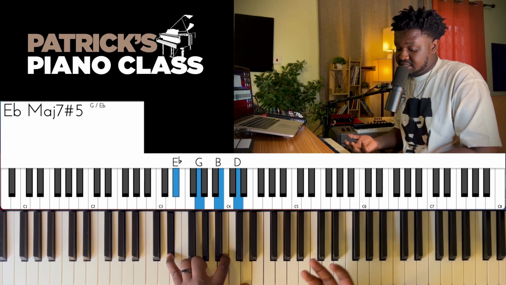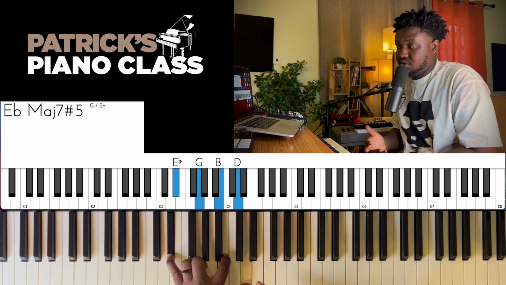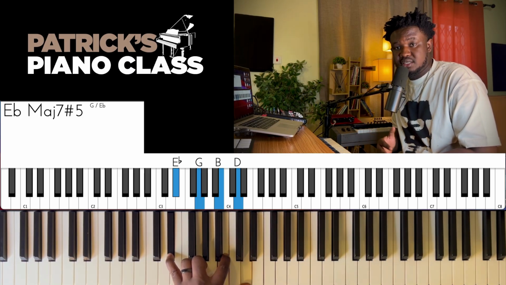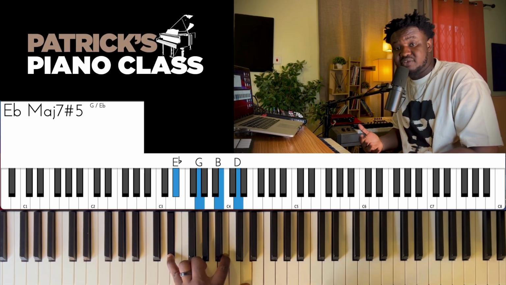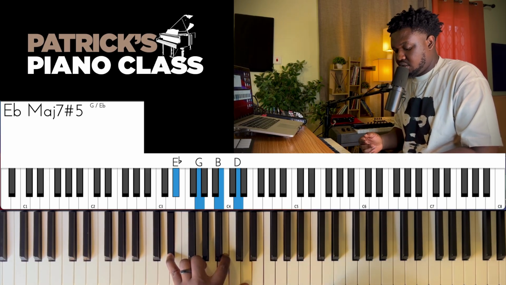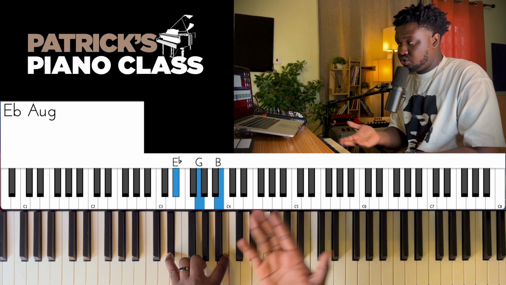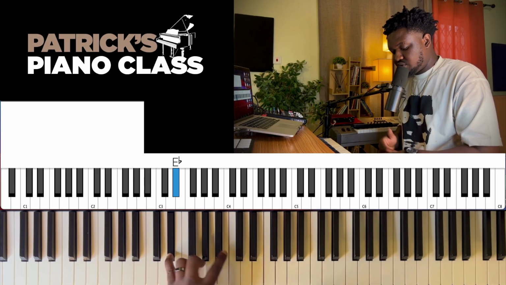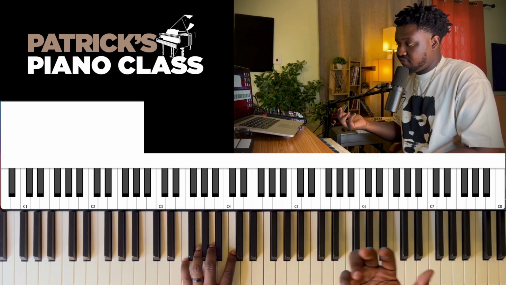But as I said, this chord is rarely used. I mean, you hardly see anybody playing a major 7 sharp 5 chord. But it exists in theory, and mostly it's used as just an augmented. So that is it for the third mode. Now let's move on to the fourth mode.